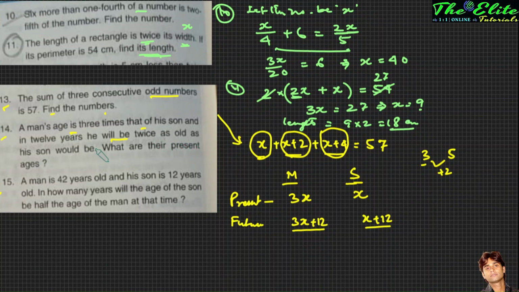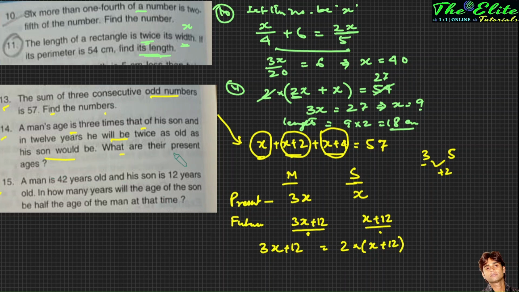Now they are saying what will be the son's age. In 12 years, he will be twice as old as his son would be. In 12 years, the man's age will be this, and the son's age will be this. But in this also there is a relation. What is that? He will be twice as old as his son. It means the scenario will be like that. In future, as per the question, the equation is going to be 2 times the son's age. Very easy. 2 times the son's age.